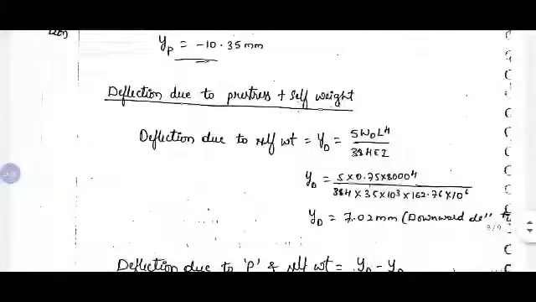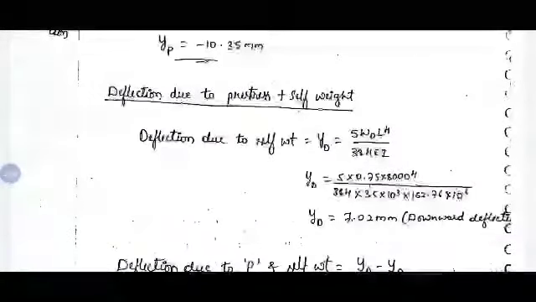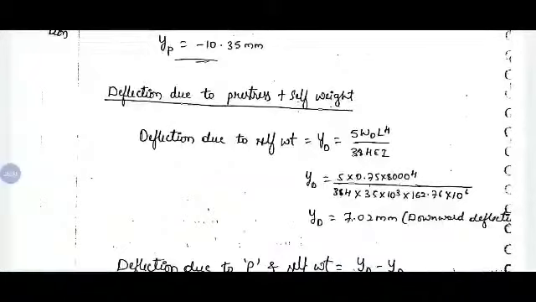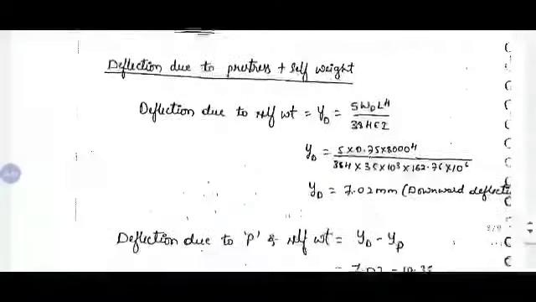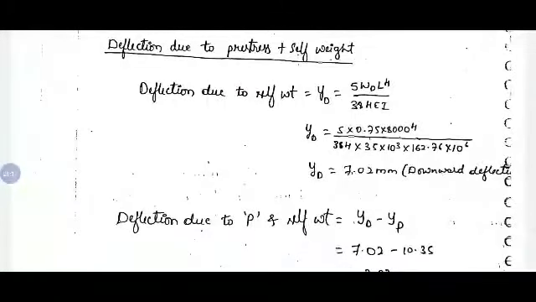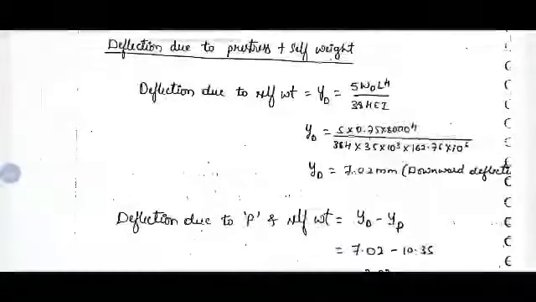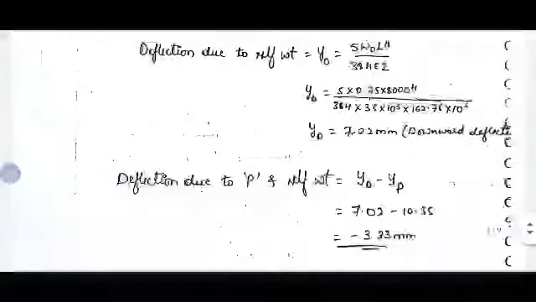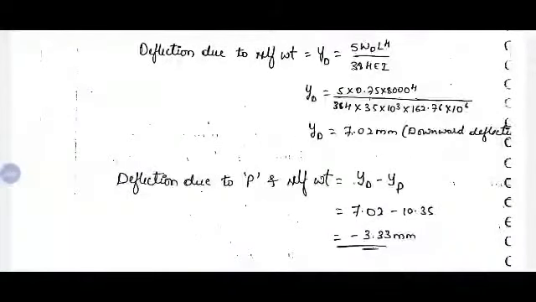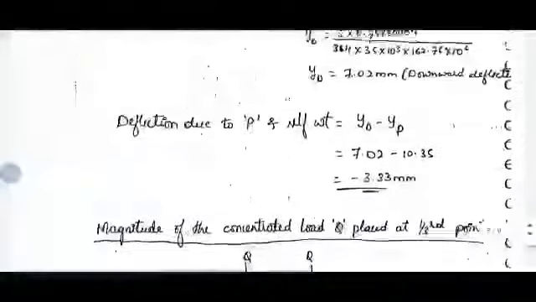Next, deflection due to prestress plus self weight. So first we need to calculate deflection due to self weight. It will be in the form of UDL. So 5 WD L power 4 divided by 384 EI. On simplifying we will get 7.02 mm. Deflection due to prestress plus self weight, YD minus YP, we will get minus 3.33 mm.